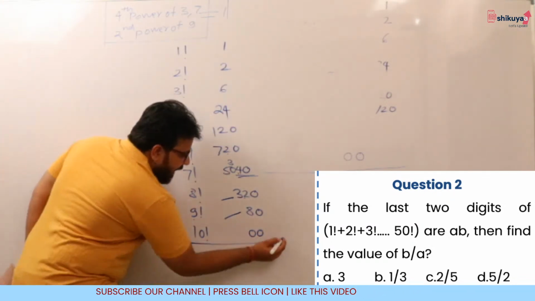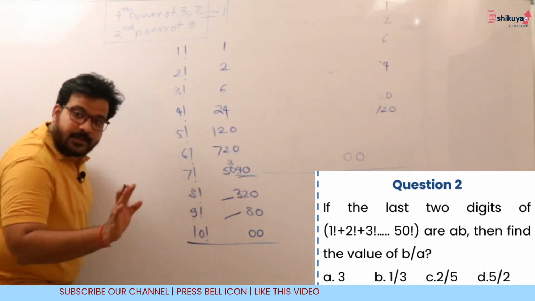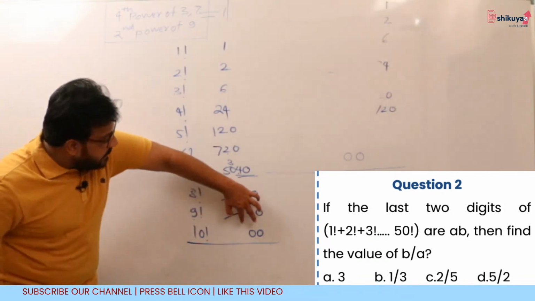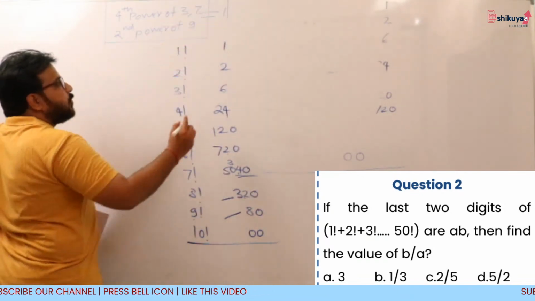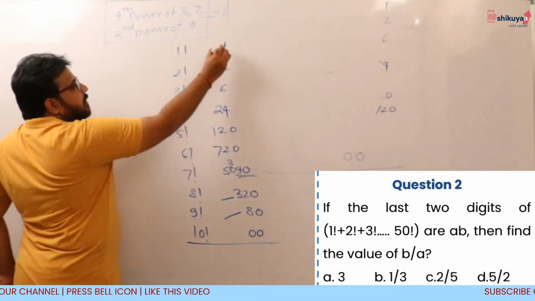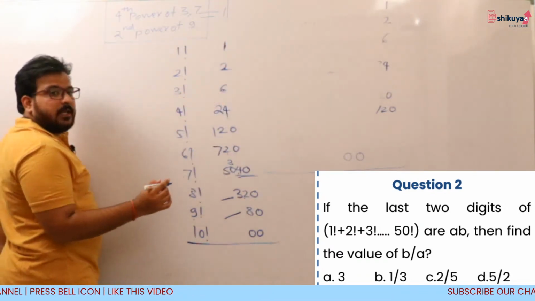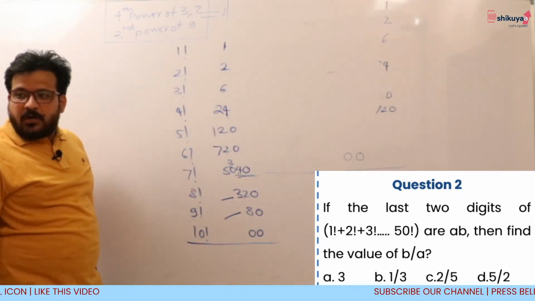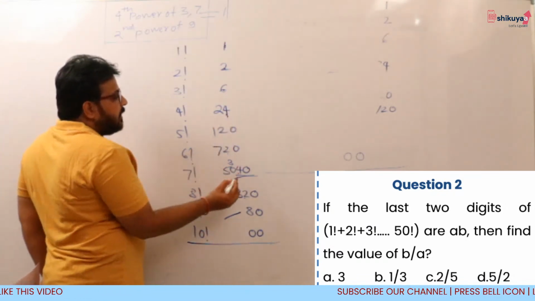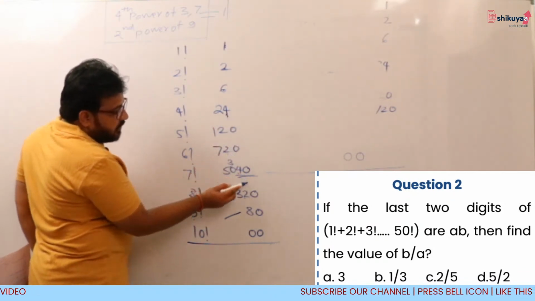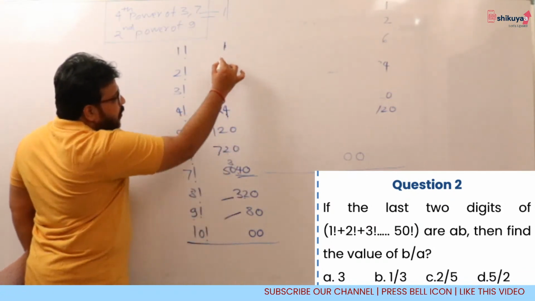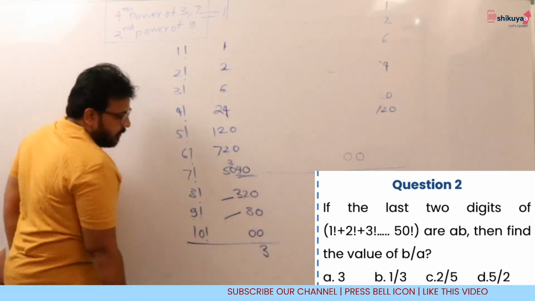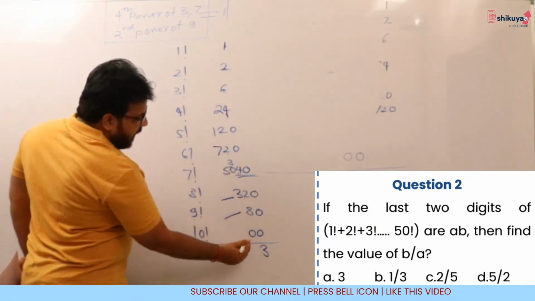Now, as hereafter all the other numbers are 0, let us add these last two digits. Let's do it. 2 plus 1, 3. 3 plus 6, 9. 9 plus 4, 13. 13 plus 0 plus 0 plus 0. Every rest is 0. So I am going to write 3 here. Correct? So 1 is carried forward.